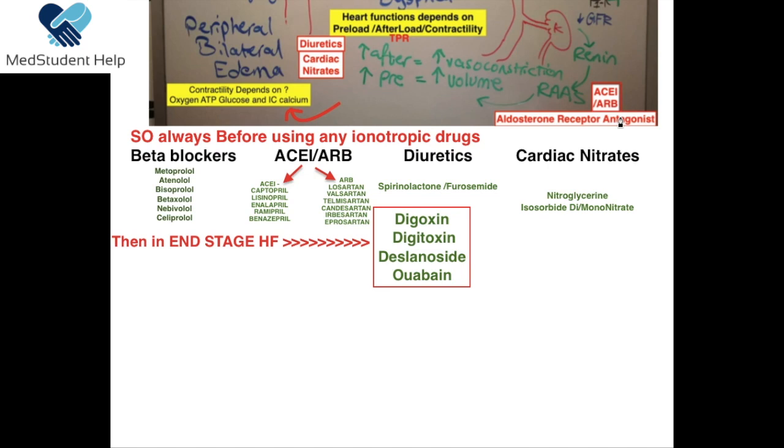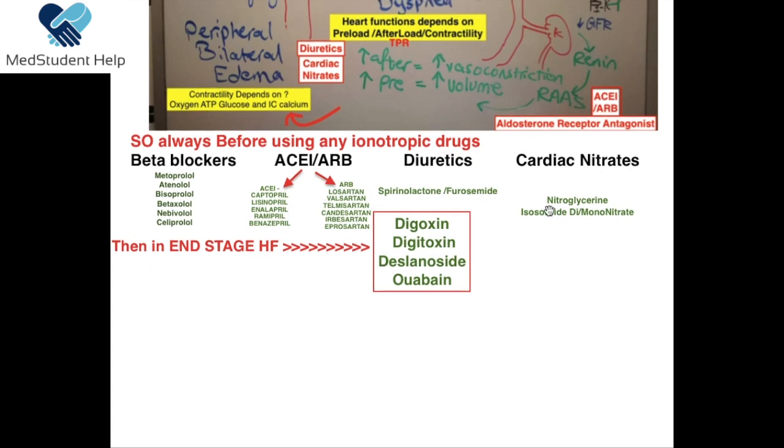We can't give a potassium sparing diuretic alone. We should always combine it with a loop diuretic or thiazides, right? So we may give spironolactone with furosemide or any of the thiazides. Okay? And the last thing that we mentioned here was the cardiac nitrates, so the drugs that we use against angina, and this was nitroglycerin that we may give sublingually in the acute case.